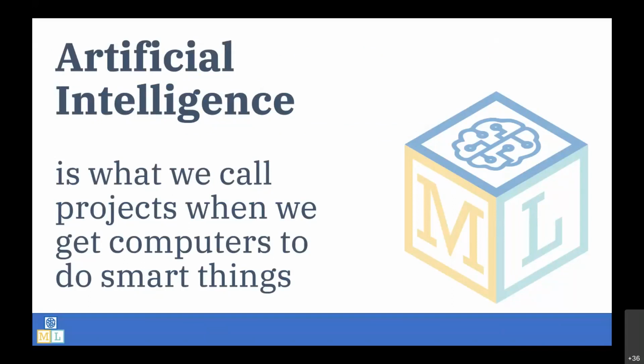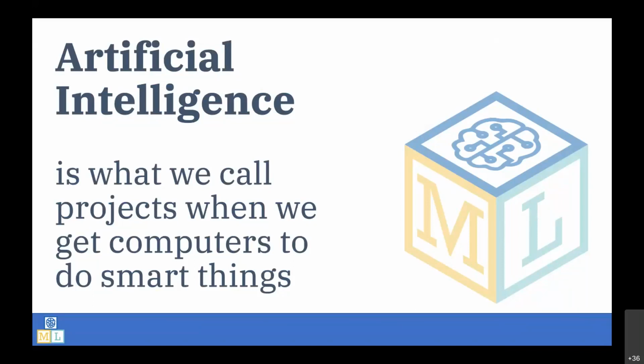What was I saying? AI, artificial intelligence. That is what we call projects where we get a computer to do something smart, because computers are artificial, and if you do something that looks smart, that looks like intelligence. AI doesn't mean anything about the technology or how it's done. It's a description of your objective, of your goal.